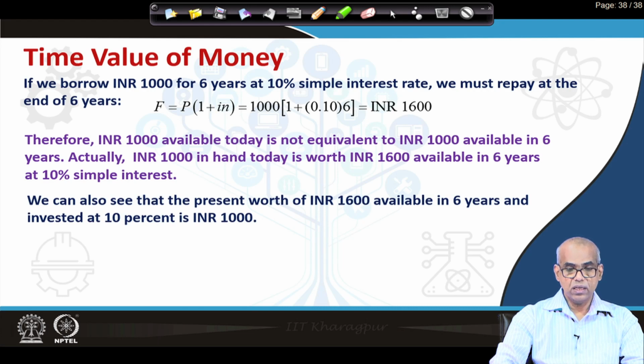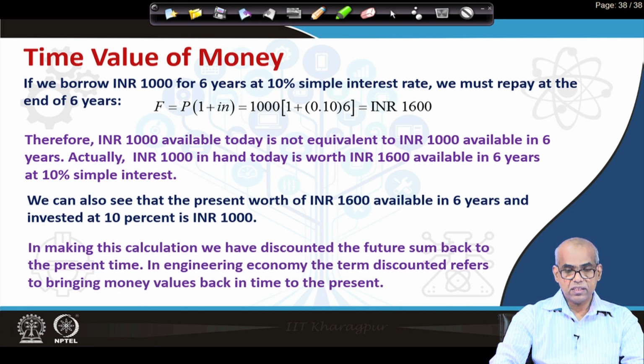We can also see that the present worth of rupees 1,600 available in 6 years and invested at 10% is actually rupees 1,000. In making this calculation, we have discounted the future sum back to the present time. In engineering economy, the term discounted refers to bringing money values back in time to the present.